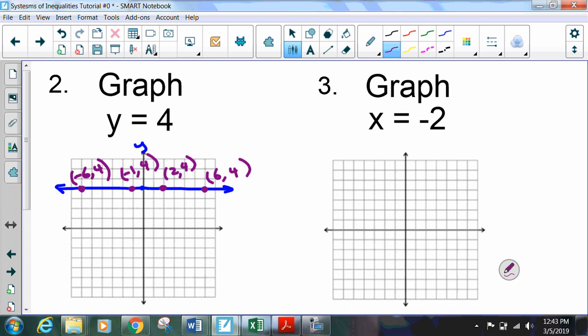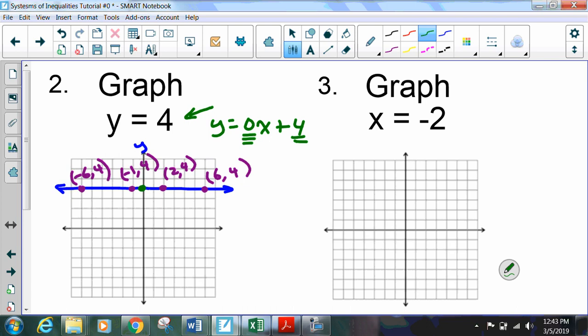Another way to remember it is we could have chosen to rewrite y equals 4 as y equals 0x plus 4, right? Which would have meant that the y-intercept is at 4. The slope would have been 0, which means it's a flat line. There is no slope. So that's another way to do it.